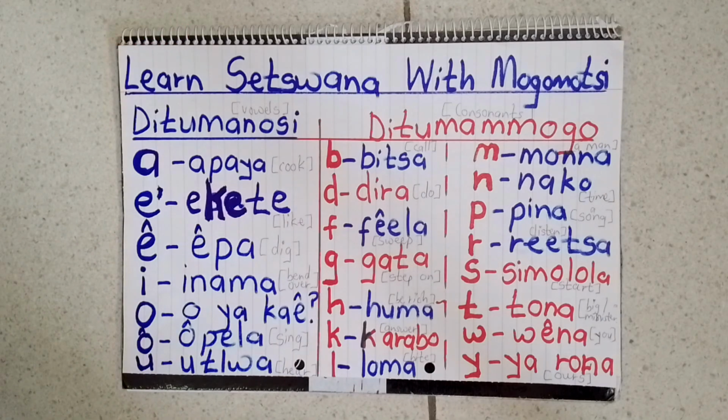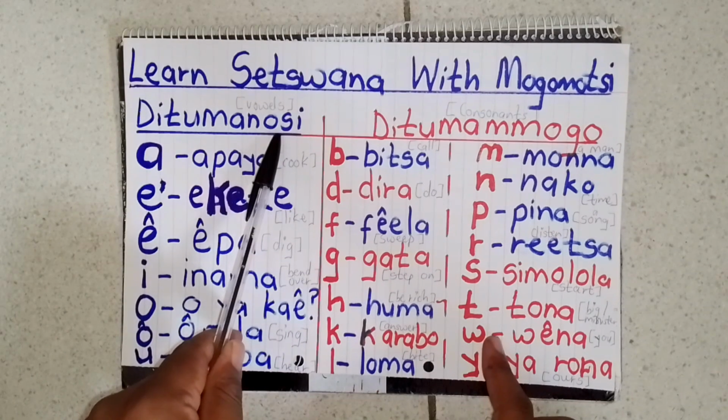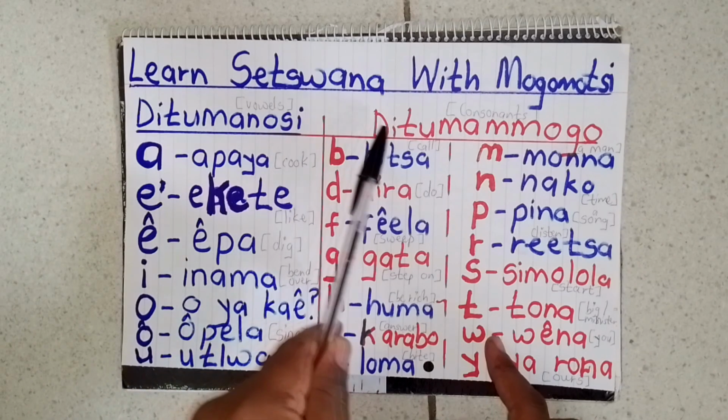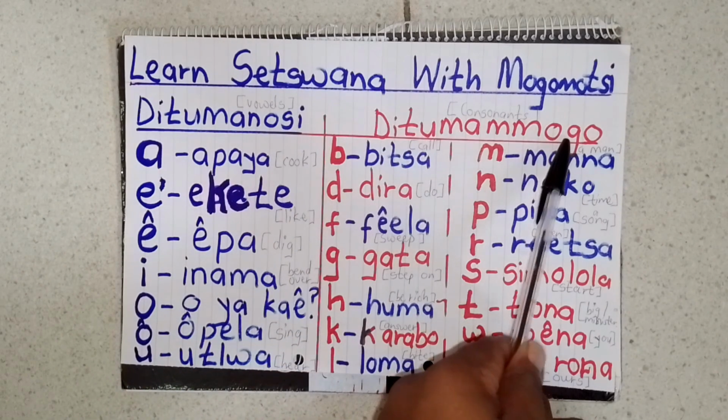So, re a go ithuta Setswana. We're going to learn a lot ka Setswana. Today, we're just going to start hela ka Medumo le Mafoko. Just like in English, most Setswaneng, to build words, we need vowels and consonants. In Setswana, vowels are called ditumanosi, and consonants are called ditumammogo.